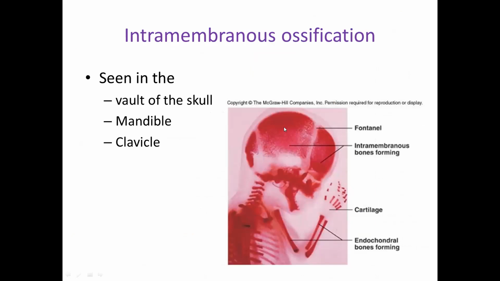This is a special slide to show you intramembranous ossification. It is seen in the vault of the skull, mandible, and the clavicle. So these sheets of bone in the skull are initially made in mesenchymal tissues, similar to mesodermal tissues, and then they are replaced by new bone.